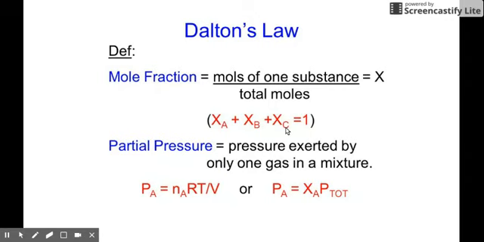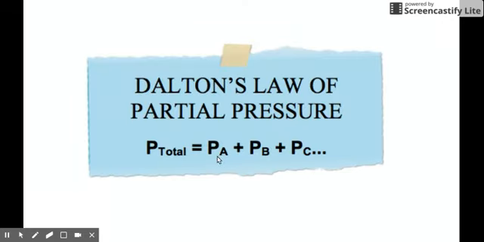When you add the mole fraction of the individual components of a mixture, you'll always get a 1, which is a whole number. So all the mole fractions of all the components of a mixture will always sum up to 1. That is the same concept as Dalton's law of partial pressure, that the total pressure of a mixture of gases is just equal to the sum of the individual pressures of each gas.